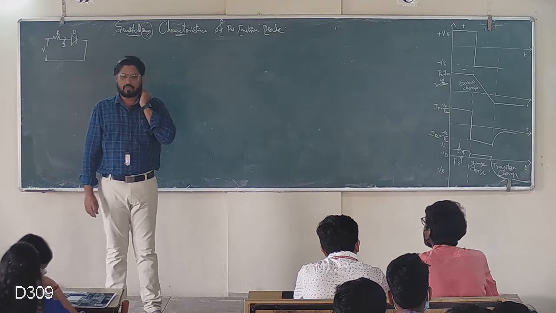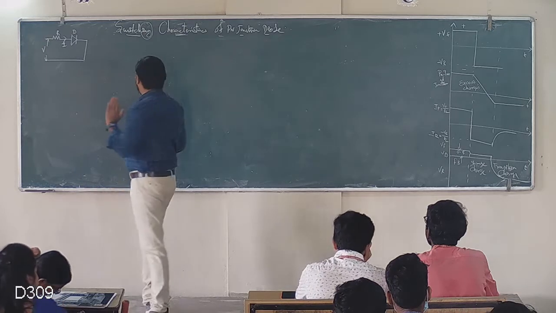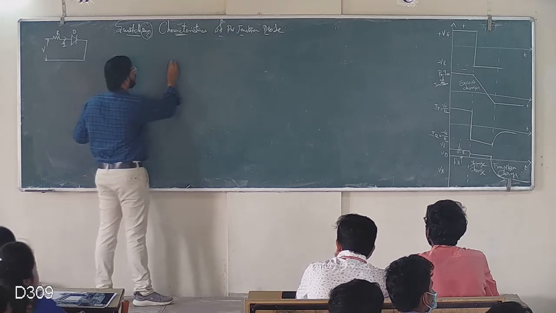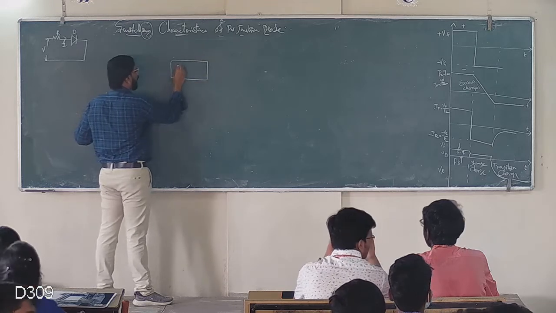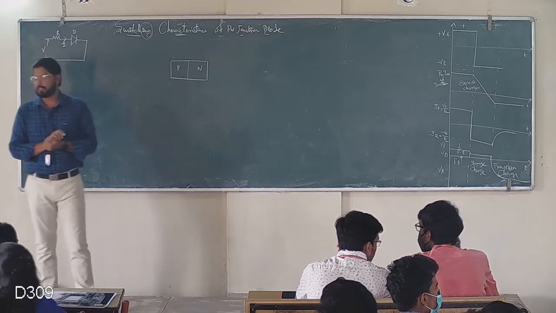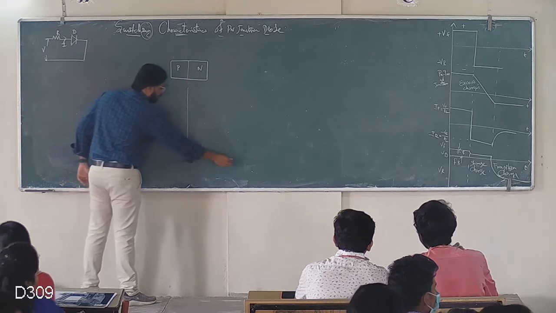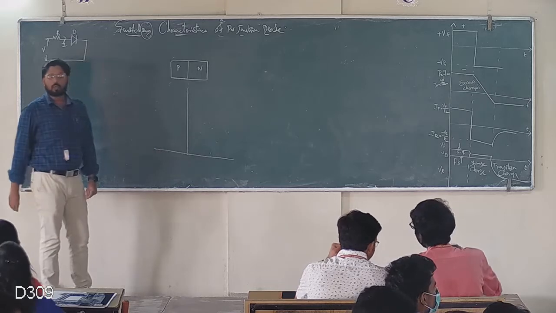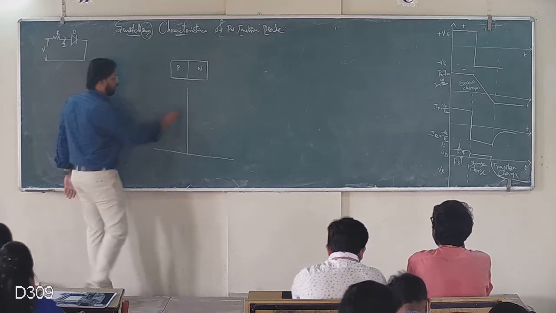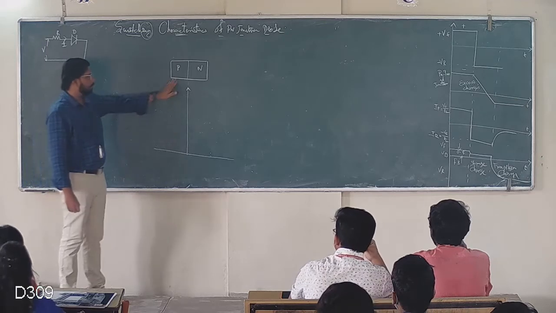Let me start slowly from an open circuited PN junction. Now I'm going to draw an open circuit PN junction. So P and N. This is the open circuit PN junction. Exactly at the junction, I have to mention the charge carrier distribution, the concentration of the charge carriers. We know P and N.